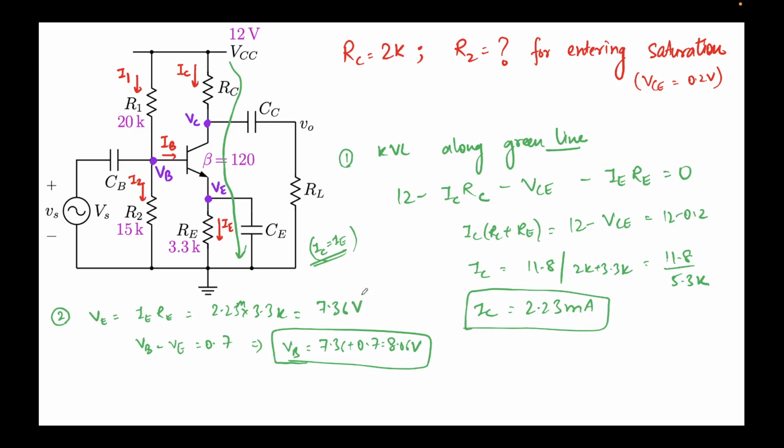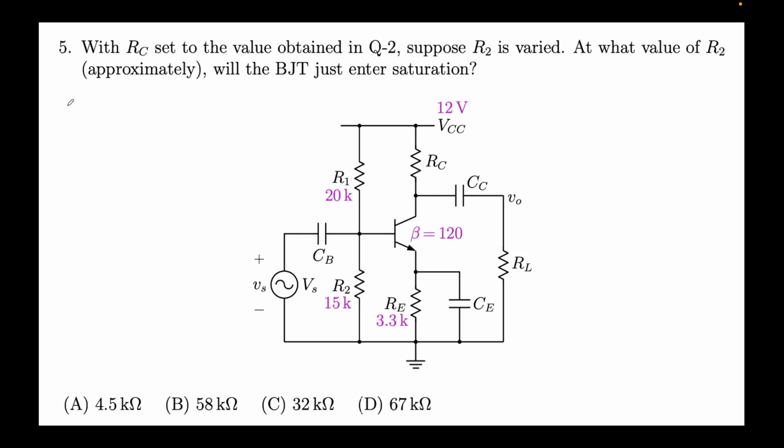Okay, that's good. Now I'll apply KCL at the VB node. As step 3, let me do it on the next slide. So for step 3, we'll apply KCL at VB. This was VB, and this is the current I1, this is the current I2, and this is the current IB. Incoming current should be equal to outgoing current. Incoming current is nothing but I1, outgoing current is nothing but IB plus I2.